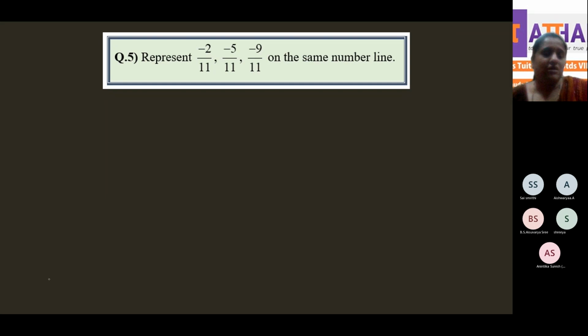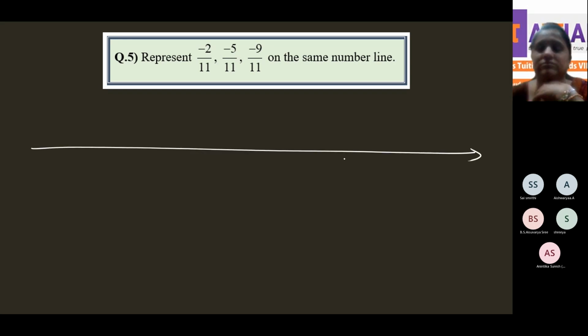Yes, children. Aishwarya Shri, how will you represent these numbers on the number line? Are you there, Aishwarya Shri? Yeah. I'll mark 0 here. Then left or right? Where should I start marking? To the left or right of 0? Left.